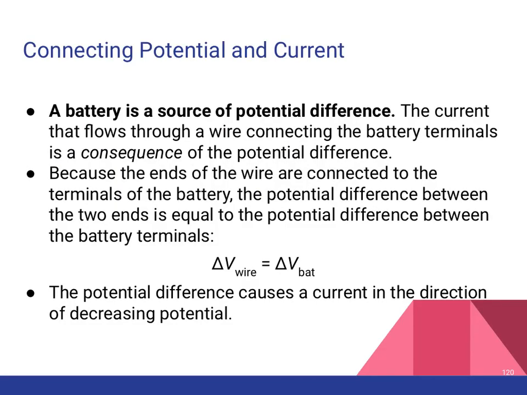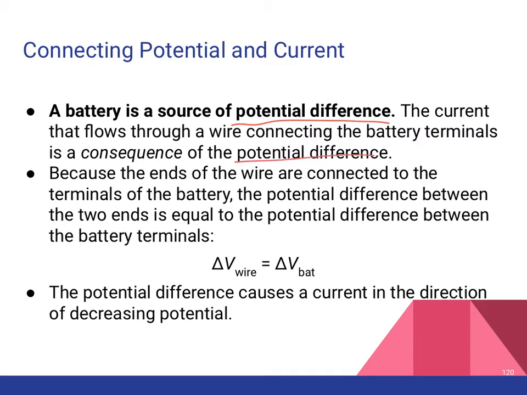So a battery, we know it's an electromotive force, but it's a source of potential difference. It gives us that positive and negative terminal, and it gives us what we call potential difference. So we'll talk more about that. The current that flows through the wire that's connected to the battery is a consequence of this potential difference.